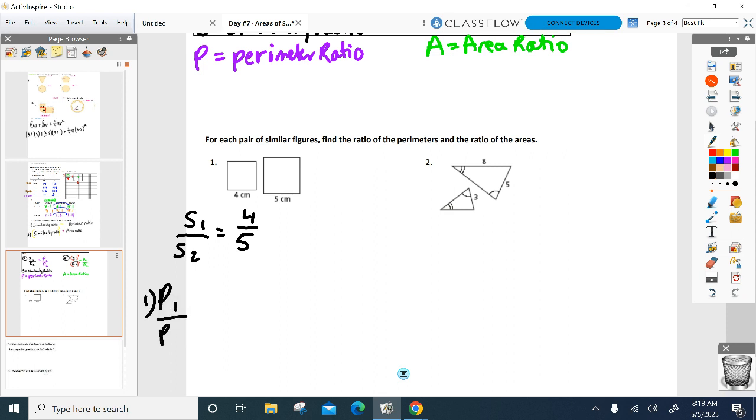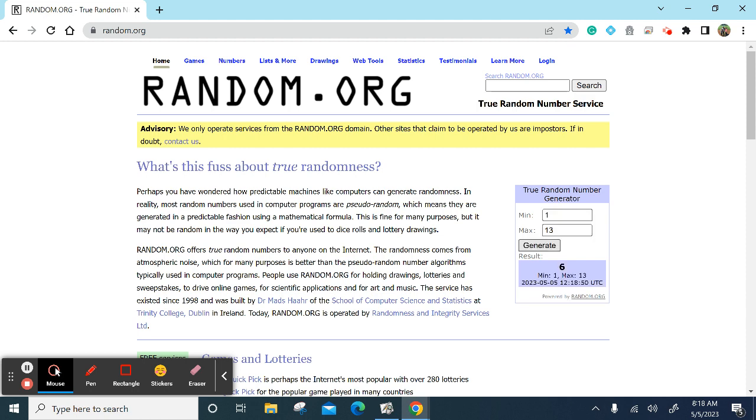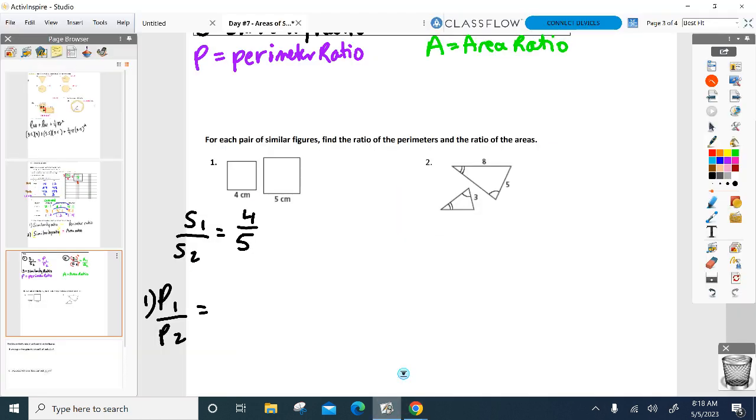What's the ratio of the perimeters? My side ratio is 4 to 5. What's my perimeter ratio? Also 4 to 5. Now, I want to make sure we're clear here. Am I saying the perimeter of one is 4 units and the perimeter of the other is 5? No, I'm not. Obviously not.